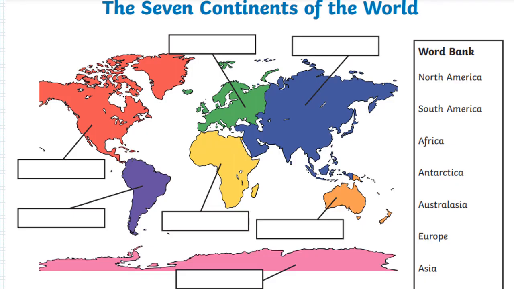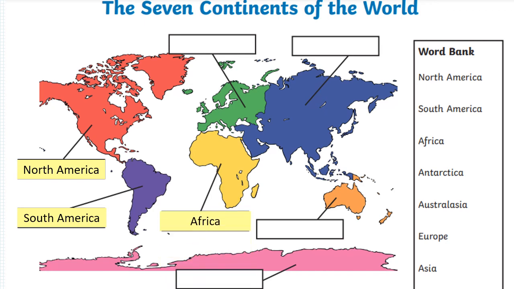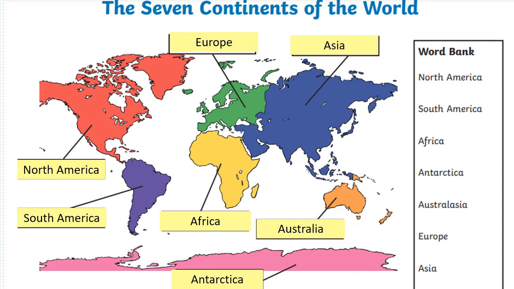Now, let's go back and see if we can fill in the correct name to the correct continent. That's first. That's right, North America. Okay, where is South America? Very good. Do we have Europe? Right, that's Africa in the yellow. Okay, what will be? Antarctica, that's right down there. Can we find another one? Australia, that's the orange one. Europe is the green one. And so what will be the last one? Asia. Great job.